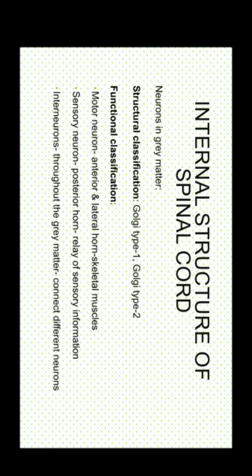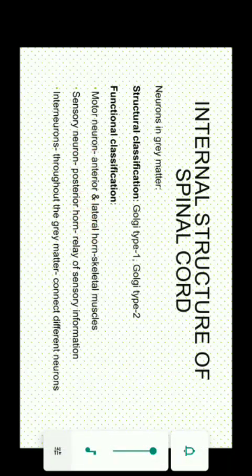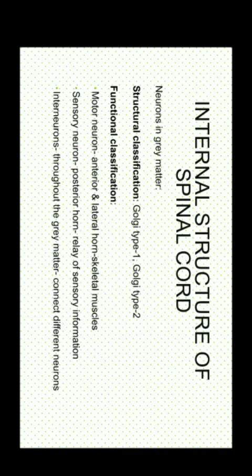Functionally, they are classified as motor neurons, sensory neurons and interneurons. The motor neurons are further divided into alpha and gamma type motor neurons. The alpha motor neurons, as you will see in physiology, supply the extrafusal muscle fibers, and the gamma motor neurons supply the intrafusal muscle fibers. They are present along the anterior and the lateral horn of the spinal cord, and supply the skeletal muscles.